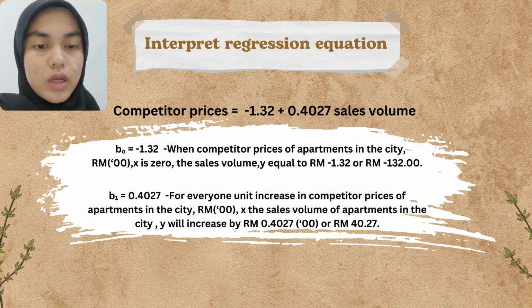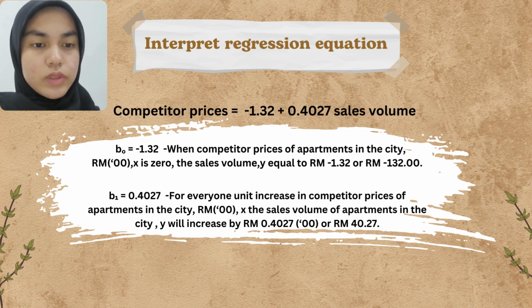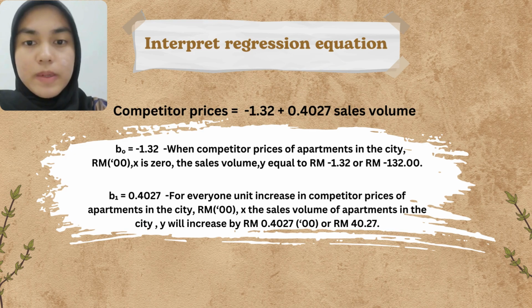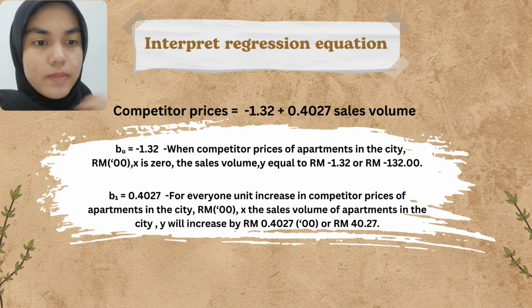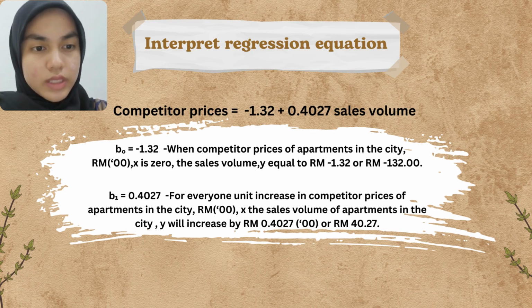The next one, the slope equals 0.4027, and we interpret the equation: for every 1 unit increase in competitive prices of apartments in the city, RM x, the sales volume y will increase by 0.4027 units, or RM 40.27 Malaysian ringgit.